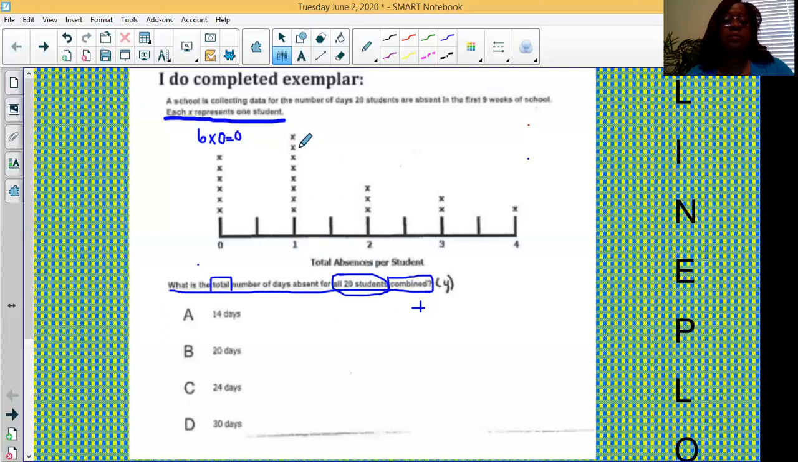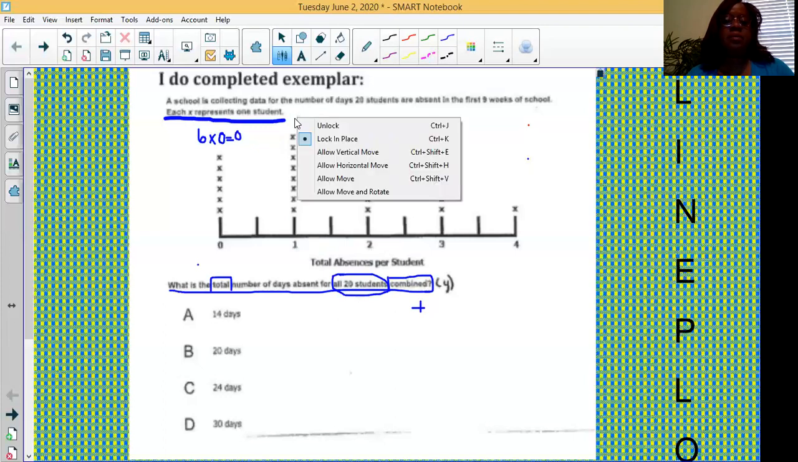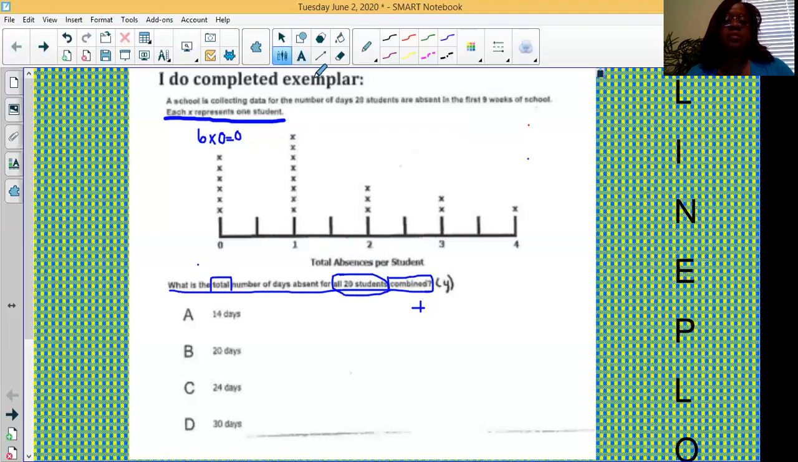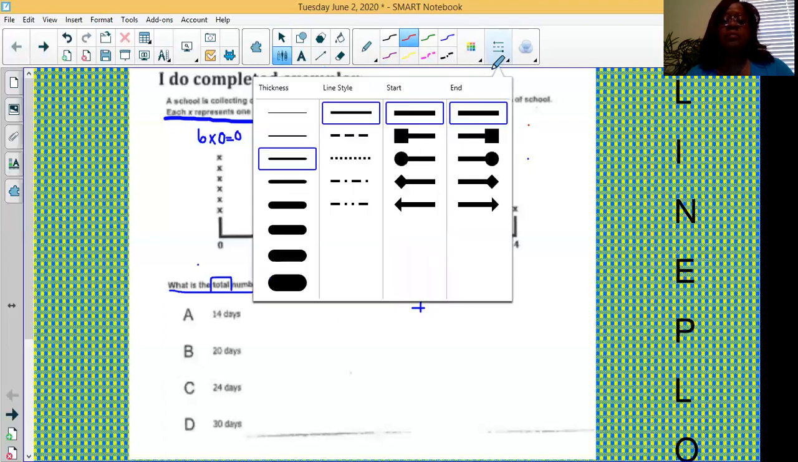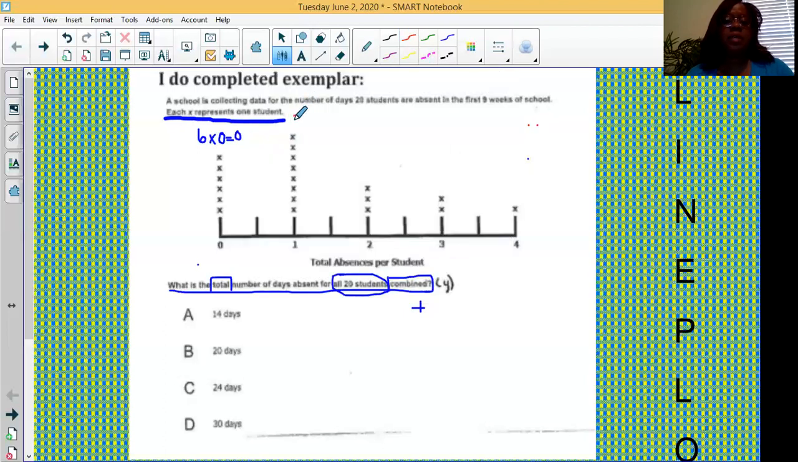So let's count 1, 2, 3, 4, 5, 6, 7, 8. There are 8 X's, so that means there were 8 students. And these 8 students were absent one day. So then we would write 8 times 1 above that column. So write 8 times 1. And then do the math. 8 times 1 gives us 8. Okay.